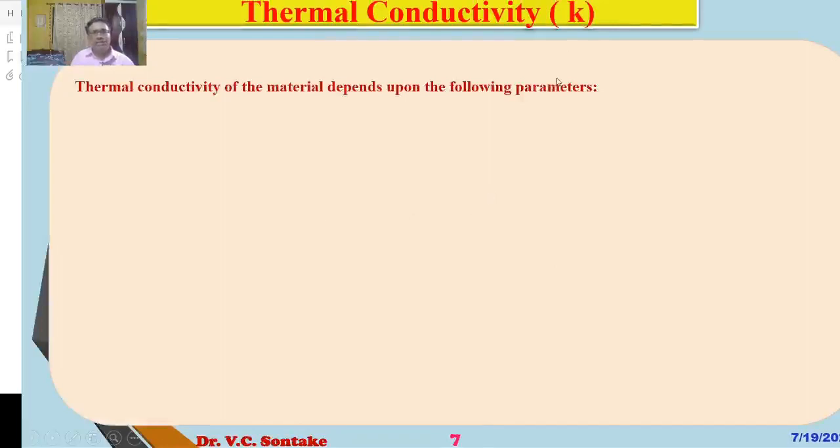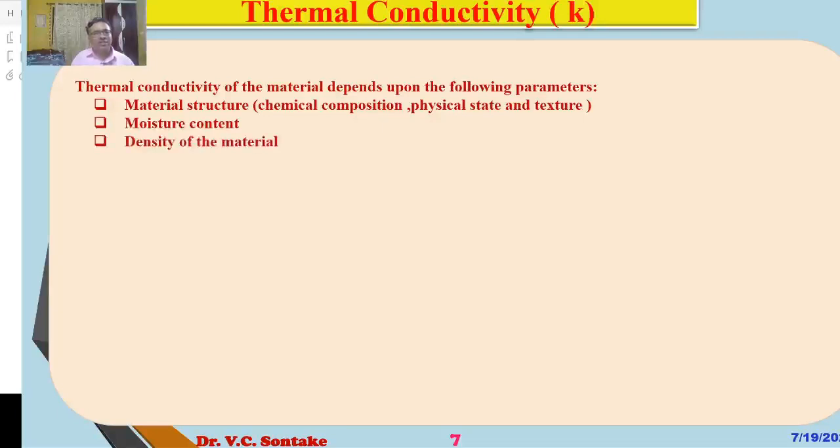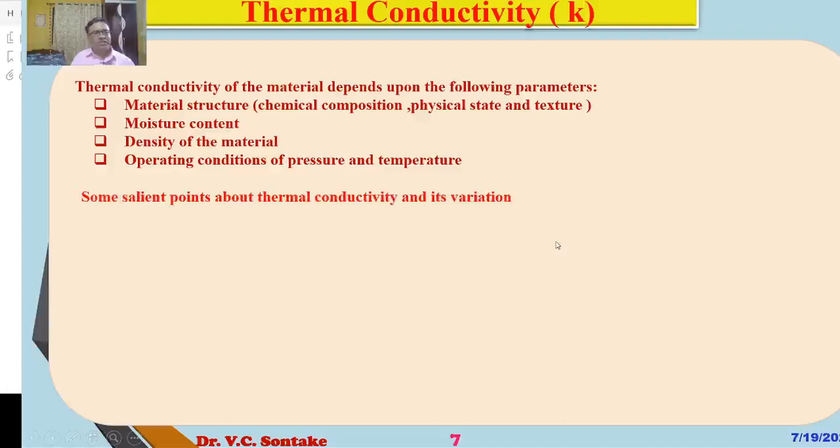Now let us discuss some of the factors upon which thermal conductivity depends and its variation. So thermal conductivity of the material or substance depends upon the following parameters. Material structure like chemical composition, physical state and texture, moisture content, density of the material, and operating conditions of pressure and temperature. All these factors, some or the other way, affect the thermal conductivity of the material. Let us discuss some salient points about thermal conductivity and its variation with respect to these parameters.